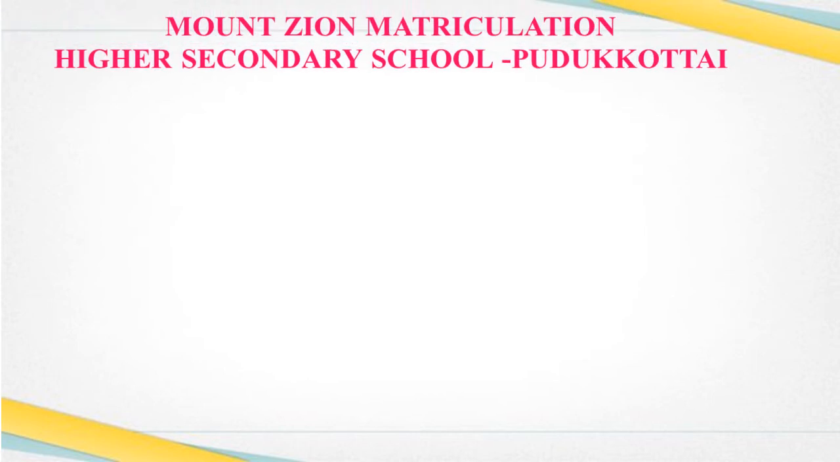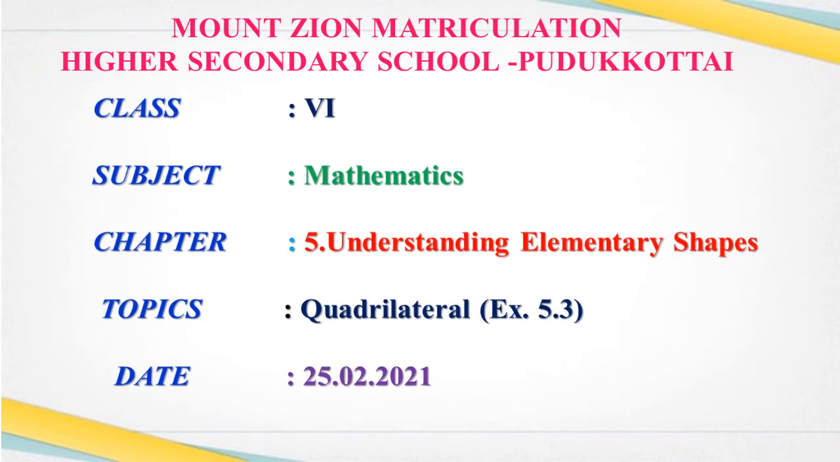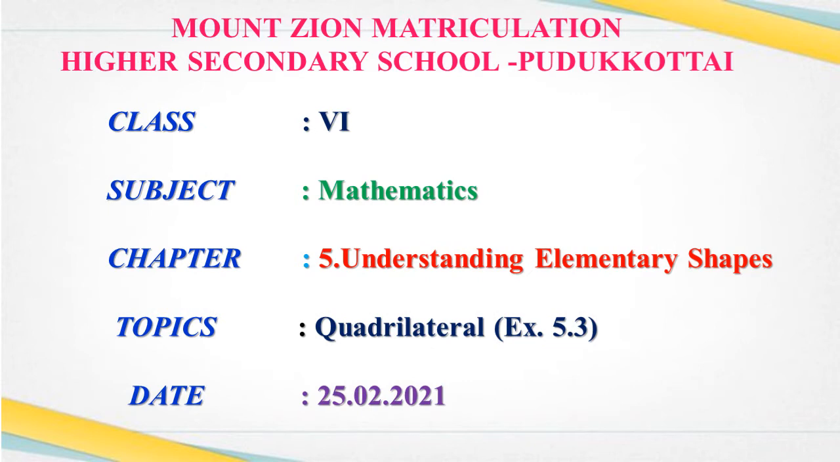Hi children, today we are going to learn 6th Mathematics chapter 5, Understanding Elementary Shapes. In this chapter we are going to learn quadrilateral, that is exercise 5.3.